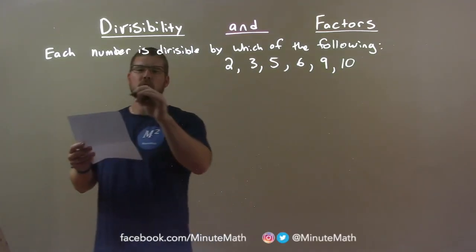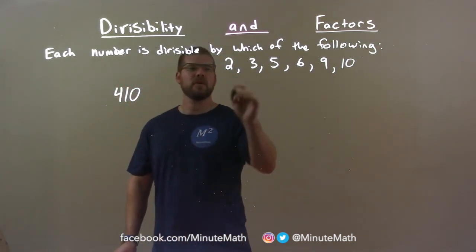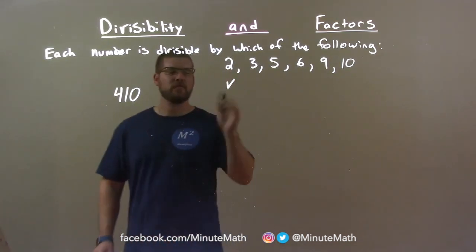Our number here is 410. Okay? First thing, that number is even, so 2 goes into it. Very easy. Now let's check 3.